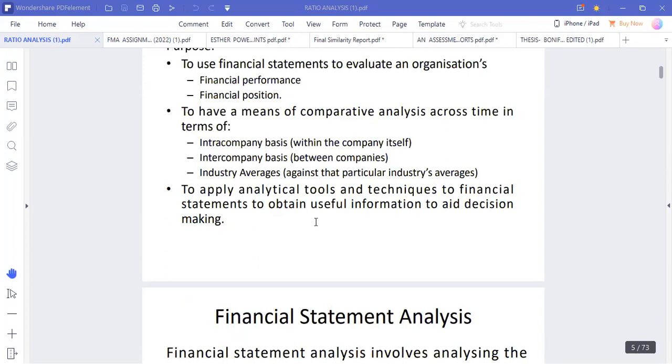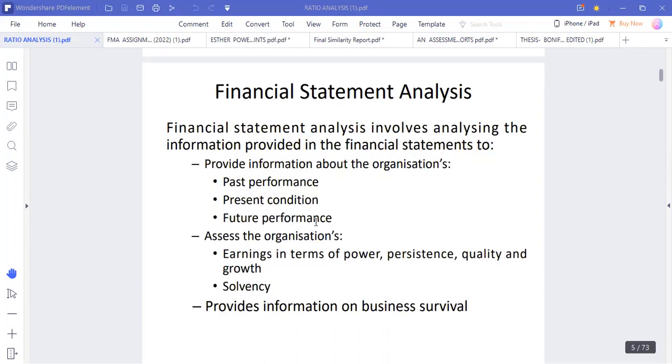So financial statement analysis involves the following. Number one, it helps provide information about the organization's past performance, present performance, and also about the future performance. So it also helps the organization assess its earning power, the quality, and also the growth.